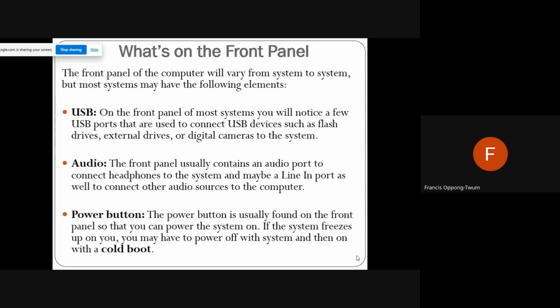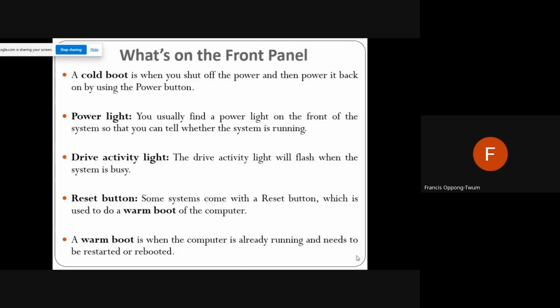If the system freezes on you, you may have to power it off and then on again with cold booting. So you can use the power button to also put the computer off. So what then is cold booting? A cold boot is when you shut off the computer and then power it back on by using what we call the power button.